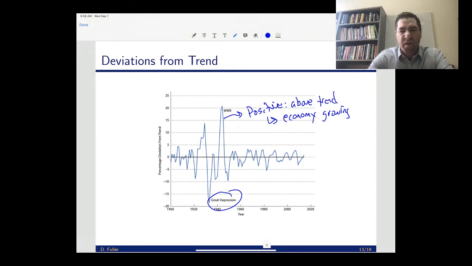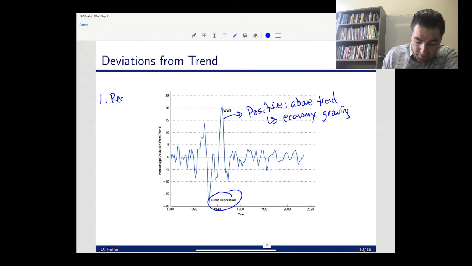Now, just a few quick facts. The learning objective is, what are some main features of deviations from trend in the U.S. economy? One thing we notice is that there are regular deviations from trend. The economy is fluctuating on a quarter-to-quarter, year-to-year basis all the time. So there are fairly regular business cycles.